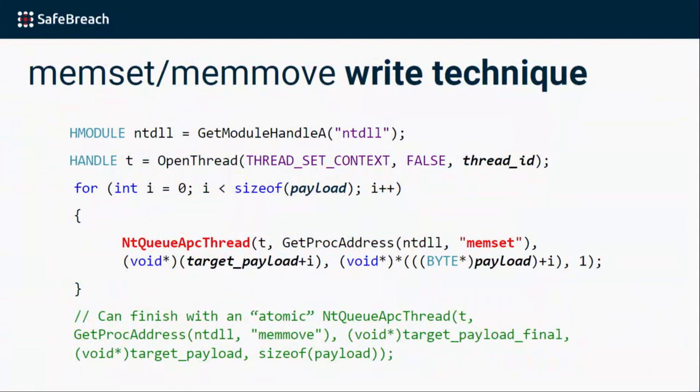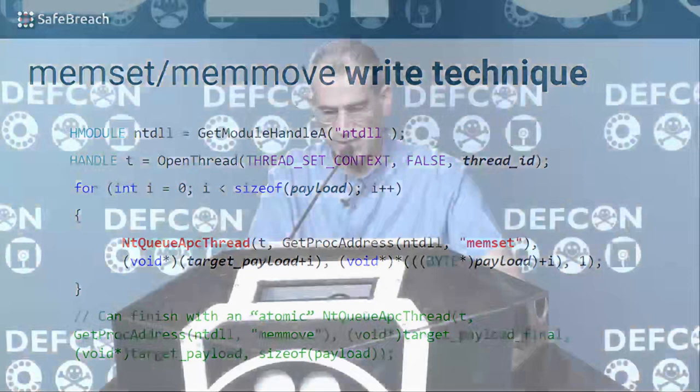Now we move to a nice writing technique we developed based on memset and memmove, in which the idea is that we write arbitrary data to the process one byte at a time. And we use NtQueueApcThread with the target function invoked being memset. It's a classic NTDLL function, so there are no CFG problems here.